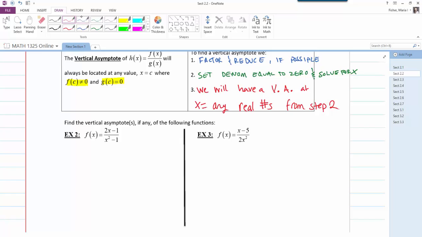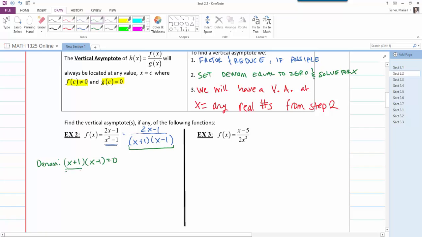The first thing we try to do is factor and reduce. I can't factor my numerator, so it's going to stay as 2x minus 1. But the denominator is the difference of squares, so it's going to factor as x plus 1 times x minus 1. Well, I look here, but there is absolutely nothing that I can reduce. So I just set the factored denominator equal to 0 and solve for x. If I solve the first one, I end up with x equals negative 1. And if I solve the second one, I end up with x equals positive 1.